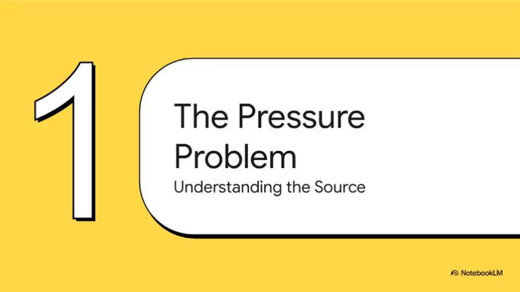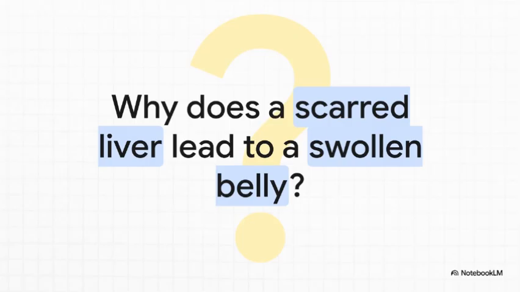Because everything else we're going to talk about today, well, it all starts with a simple mechanical issue, a pressure problem that originates deep inside the liver. This is really the million-dollar question, isn't it? How on earth does a problem in one single organ, the liver, cause such a dramatic, obvious sign like a fluid-filled abdomen? Let's break it down step by step.